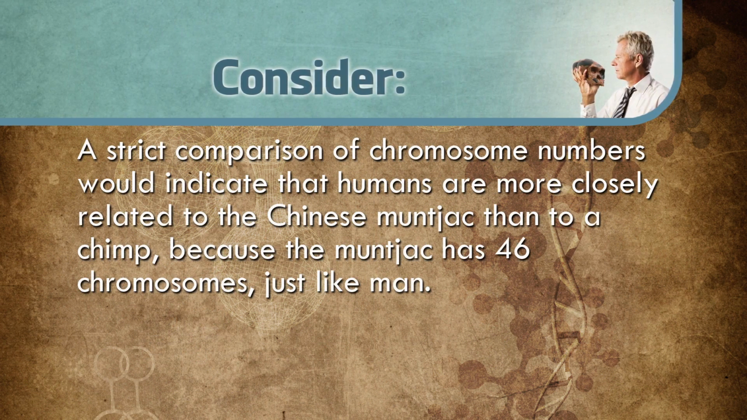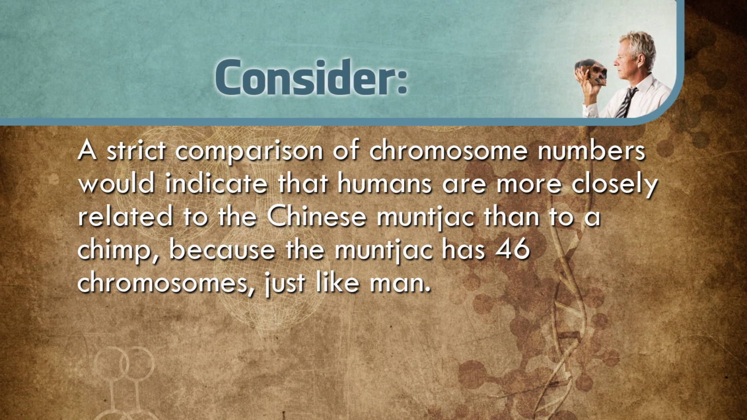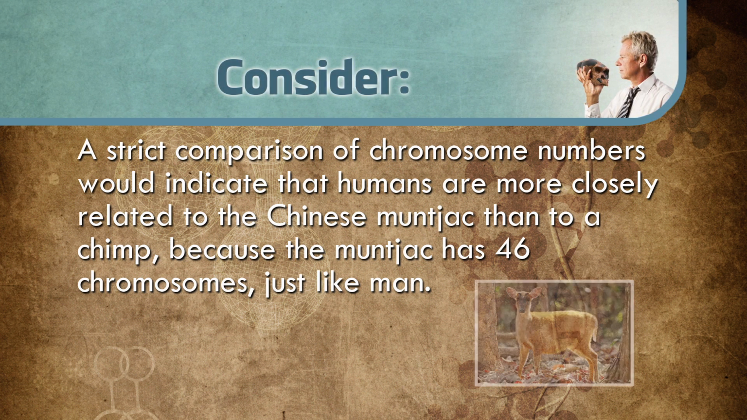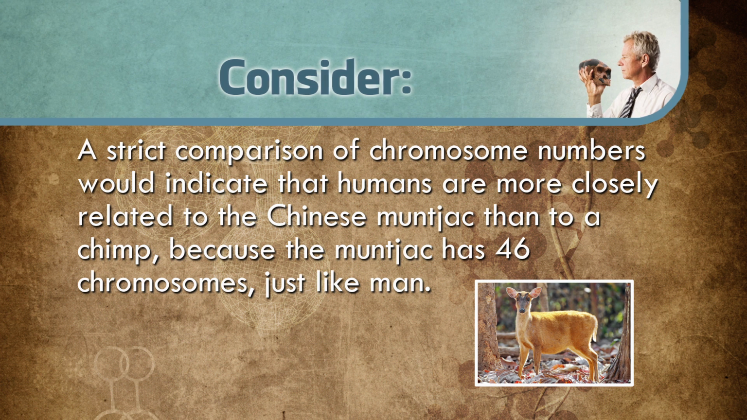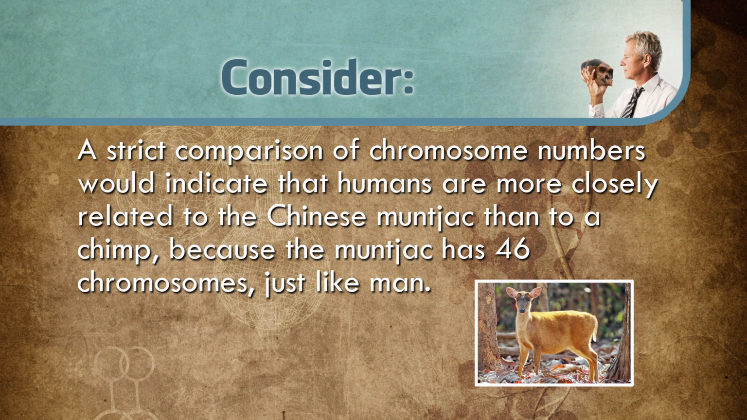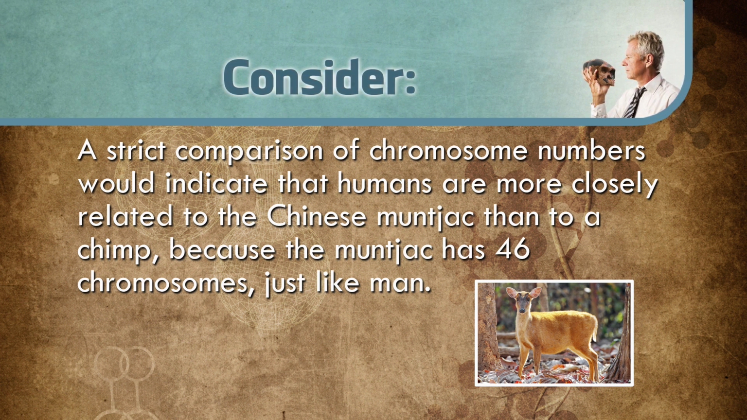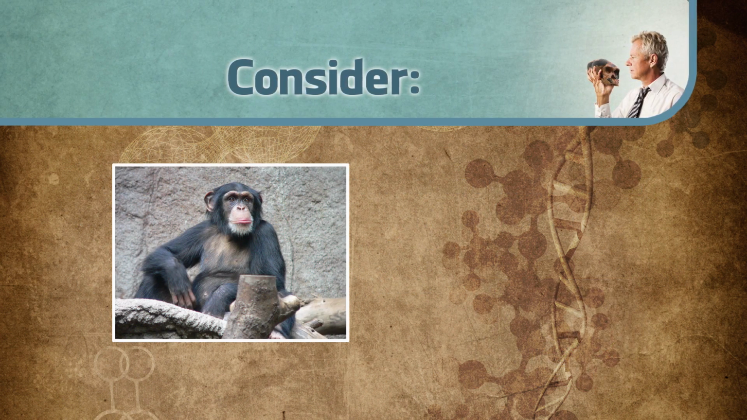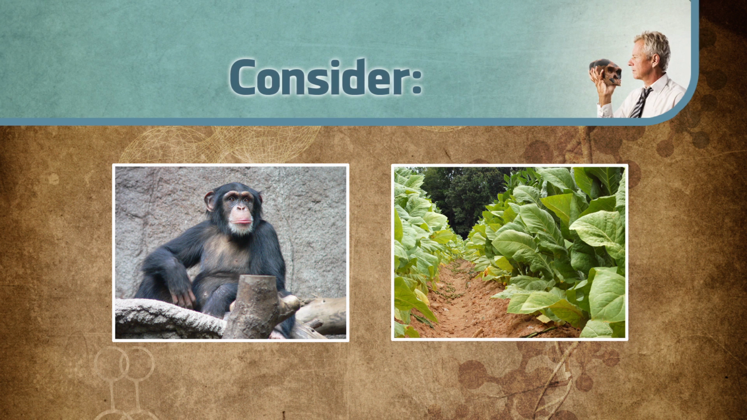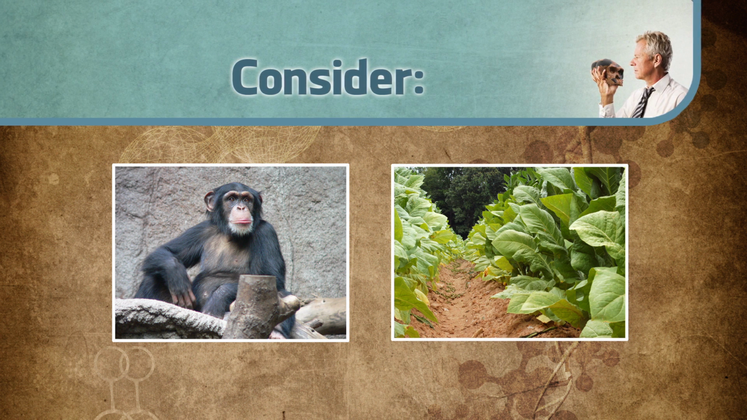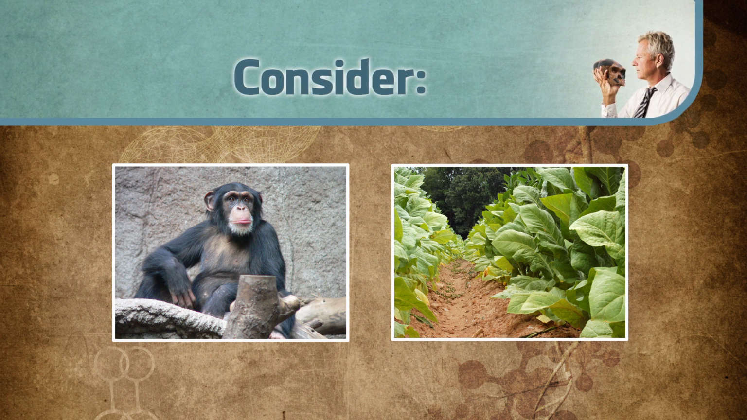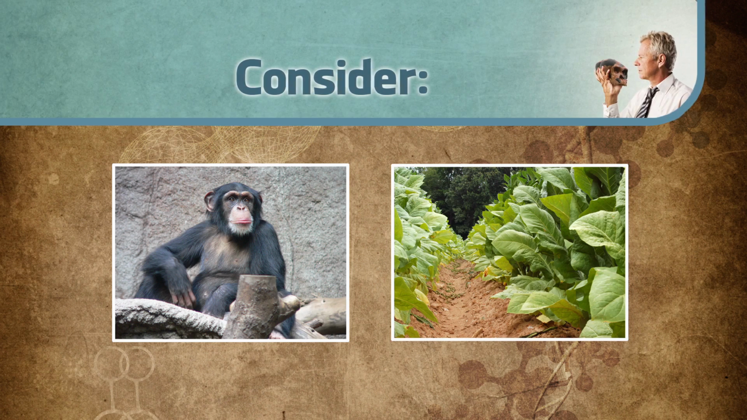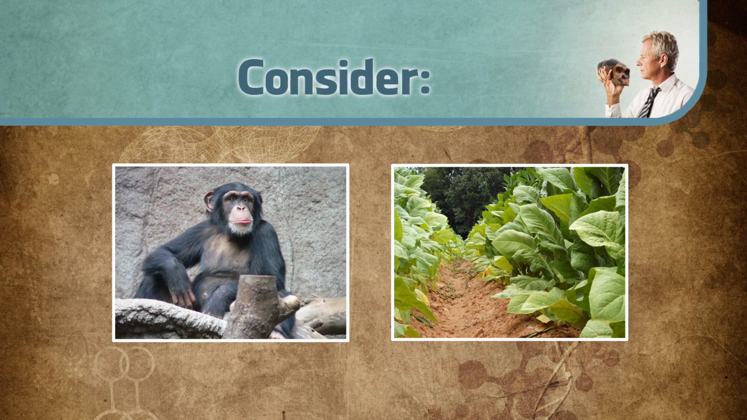A strict comparison of chromosome numbers would indicate that humans are more closely related to the Chinese muntjac, a small deer found in Taiwan's mountainous regions, than to a chimp, because the muntjac has 46 chromosomes, just like man. And a chimp would be most closely related to the tobacco plant, which has 48 chromosomes like the chimp. Clearly, genetic similarities or dissimilarities in no way prove a common ancestry.